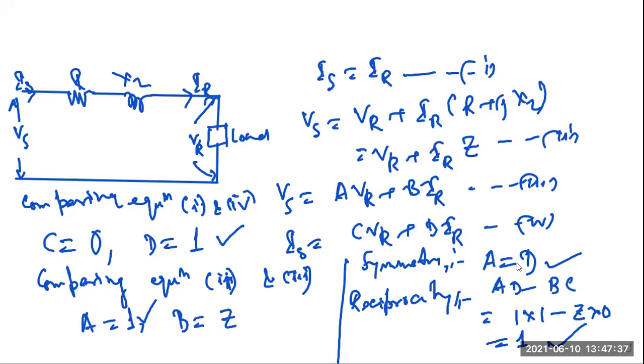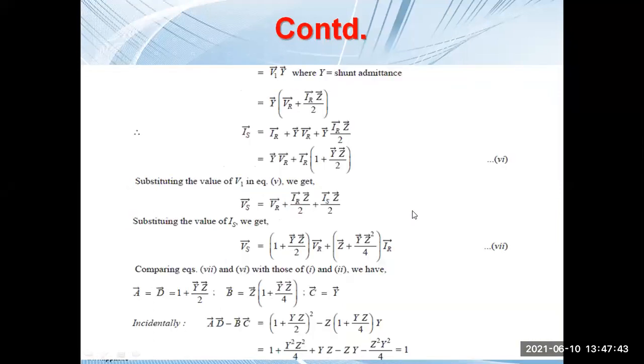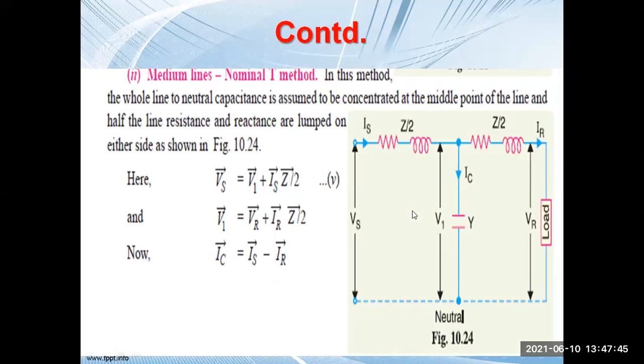Next is the medium transmission line, nominal T method. Could you please derive this from your end? I'll be happy so that I can understand that my students have understood. Could you please do it from your end, or should I derive it once for the nominal T method? Or will you try?